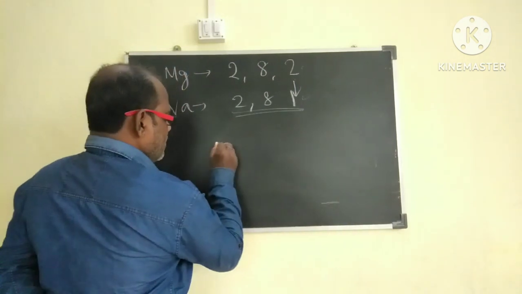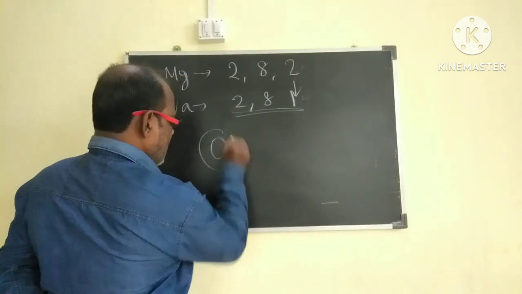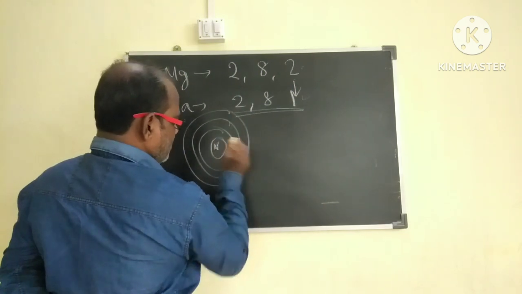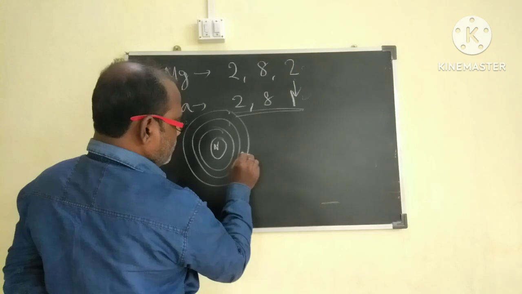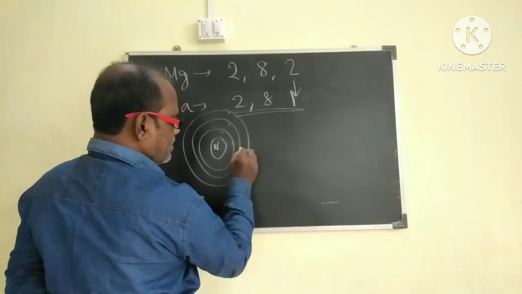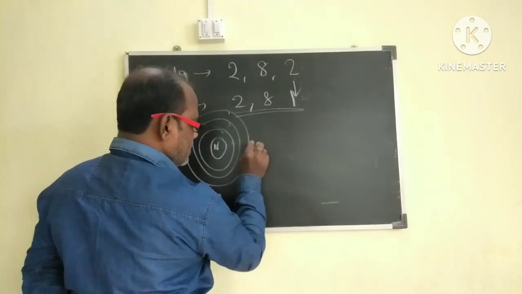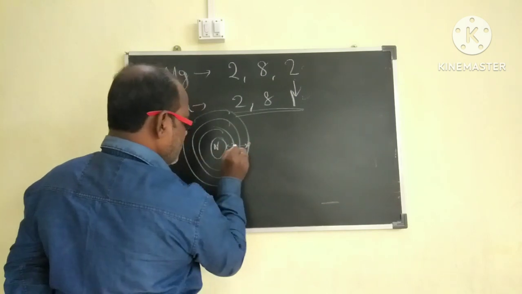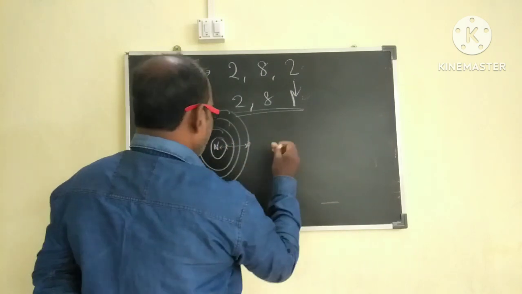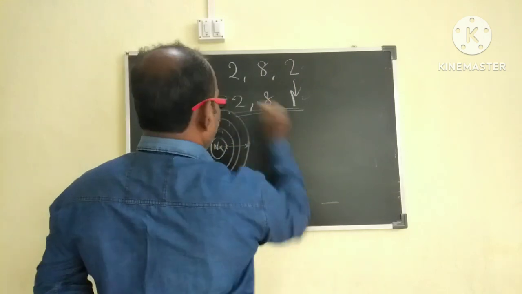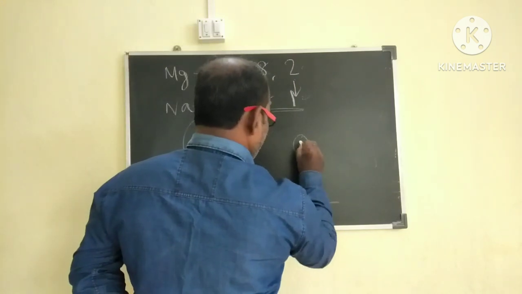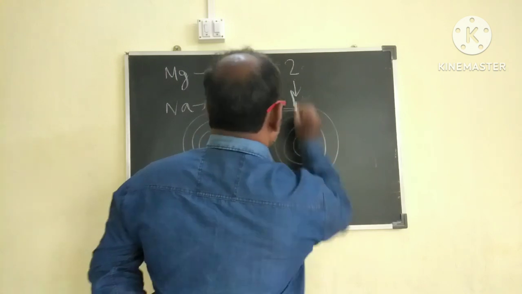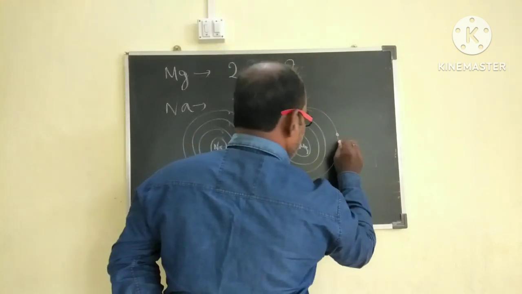Let us see here. I am representing sodium here. In the last shell for sodium, here are 2 electrons, here are 8 electrons, and in the last shell is 1 electron. The atomic radius here is from here to here. Again for magnesium, the last shell number of electrons is 2.